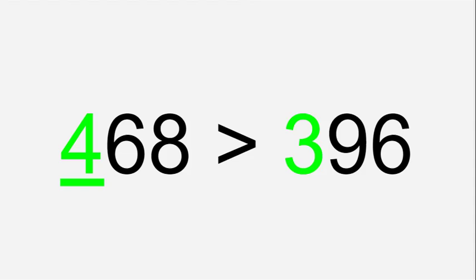In the next problem, we are comparing 468 and 396. Which number is bigger? Both of these numbers have 3 digits, the same number, so we will look at the hundreds place value. We will compare the 4 and the 3. 4 is greater than 3, so 468 is greater than 396. Check your answer.